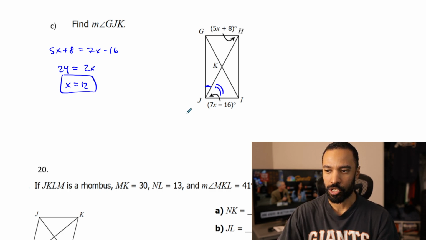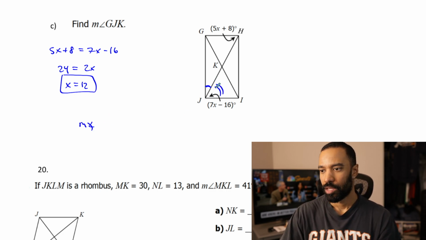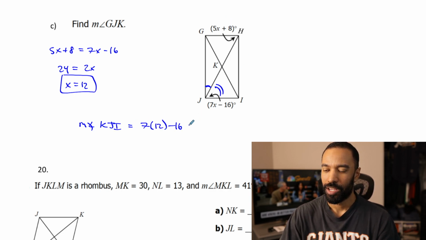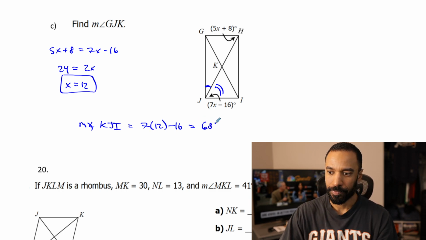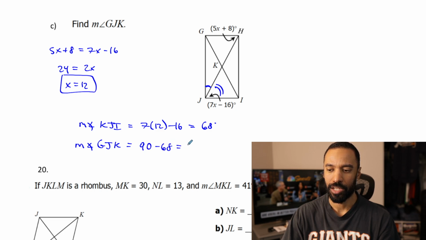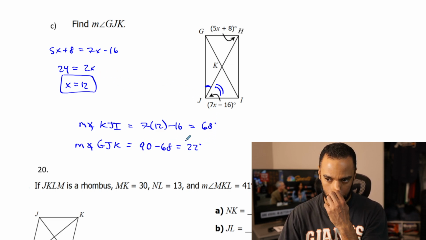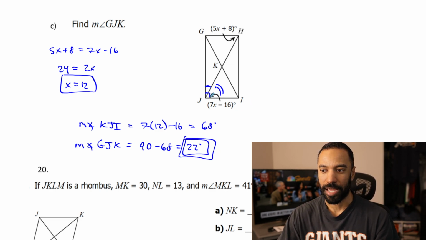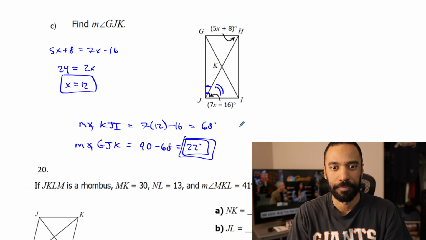So x is 12. Now, we need to find the measure of angle GJK. We can first find the measure of angle KJI, which is 7 times 12 minus 16. I would have preferred this one. 84 minus 16 is 68. So that's 68 degrees. So the measure of angle GJK will be the complement of this one. So 90 minus 68, which is 22 degrees. That should be the answer, because this is a rectangle, right? 90 degrees, all that kind of stuff, if you work it out.